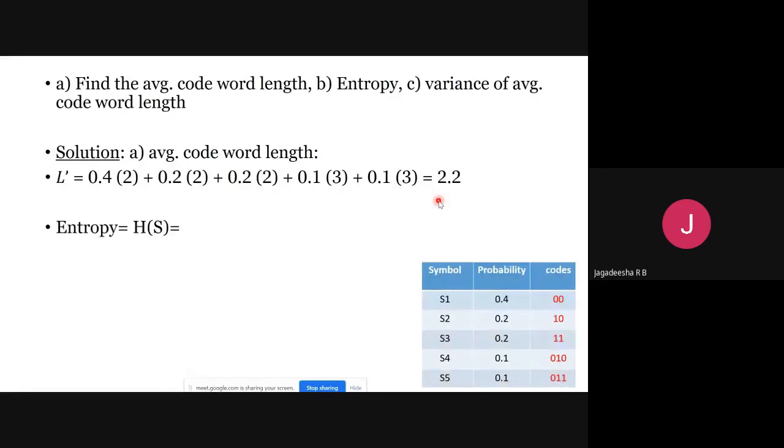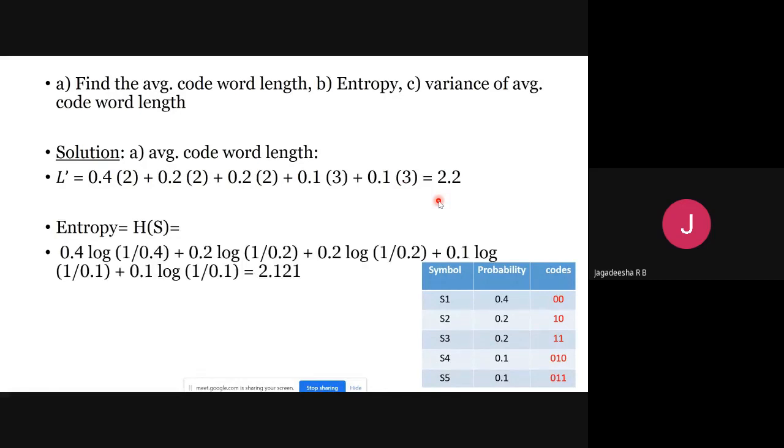Next, entropy. How to find the entropy? You know, entropy is a summation of probabilities times the log of 1 by probability. So for the first symbol, probability 0.4 times log of 1 by probability, and do the summation for all the symbols. For all these symbols, you have the probability, so you can just compute the entropy here. Okay, the average code word length is 2.2. Entropy is 2.12.